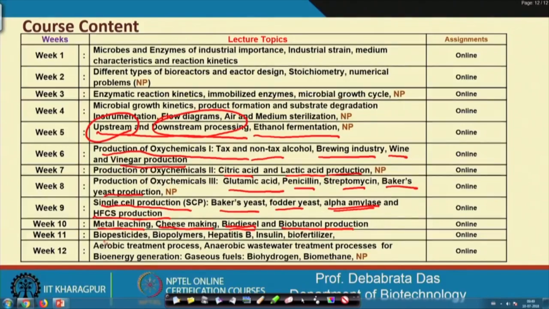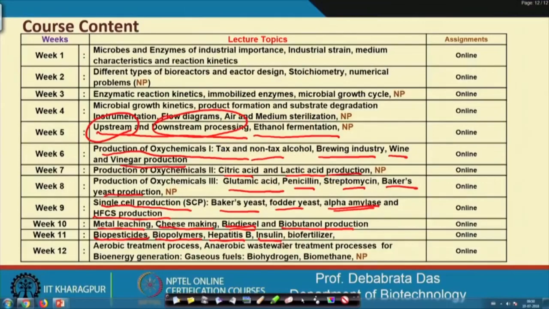Then I want to discuss typical applications of biochemical processes, like biopesticides. We have a lot of applications in the agricultural sector to increase agricultural productivity. Then we have biopolymers. I particularly want to talk about polylactic acid, which has a lot of use for medical purposes. Then hepatitis B vaccine, that is largely used in healthcare.